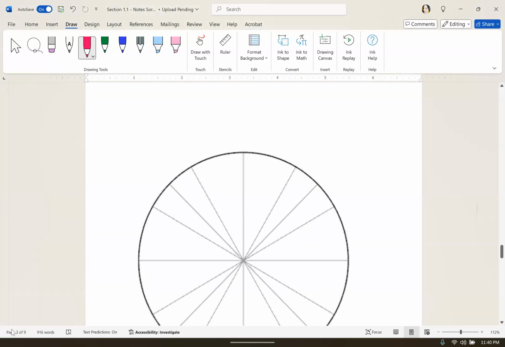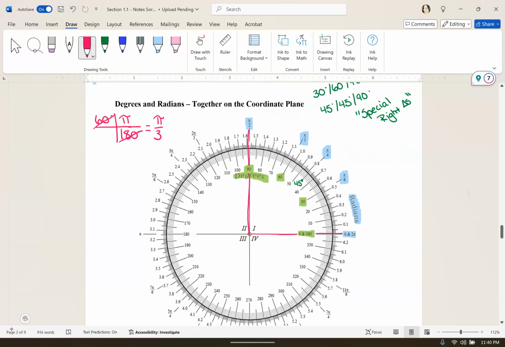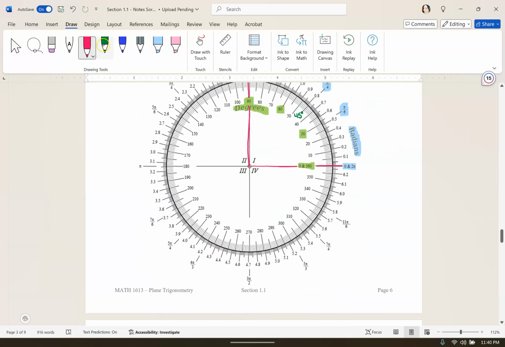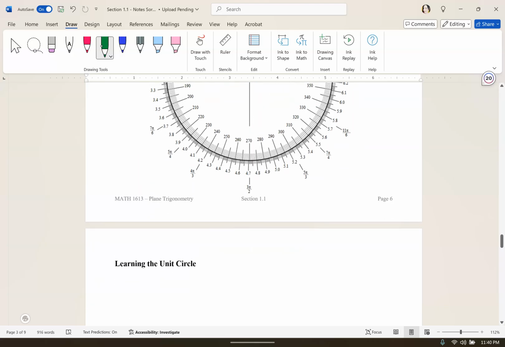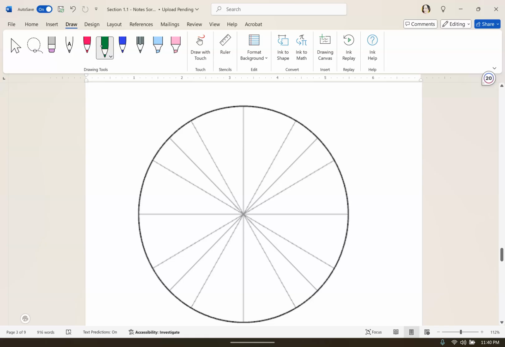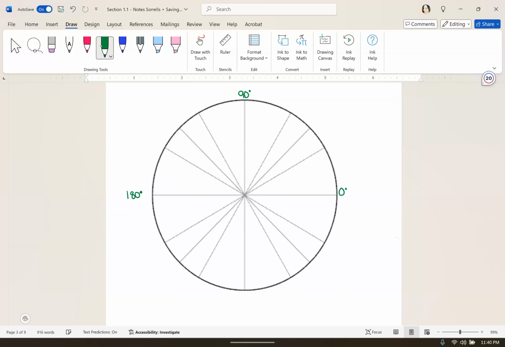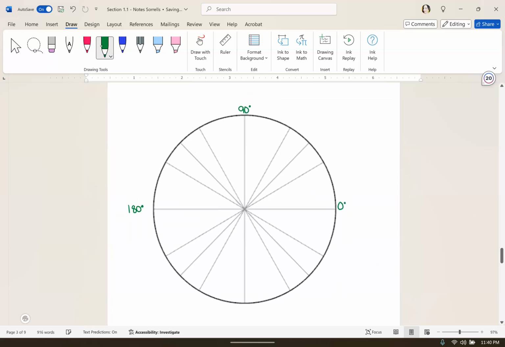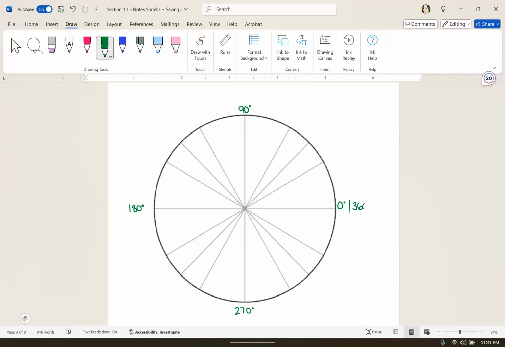Okay, so here we go. What color did I do degrees in? I'm going to switch to green so I can try to keep them the same. What I would like for you to do first is let's put the degrees on. So we know that this is 0. We know that this is 90. We know that this is 180. I'm going to have to zoom out a little bit. We know that this is 270. And then we know that this is 360.